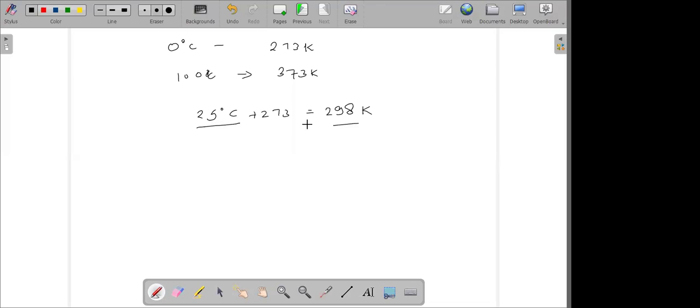Any temperature from degree Celsius which is to be converted to Kelvin, you add 273 to it. Any temperature which is to be converted from Kelvin to degree Celsius, you need to subtract 273 from it. Got it?